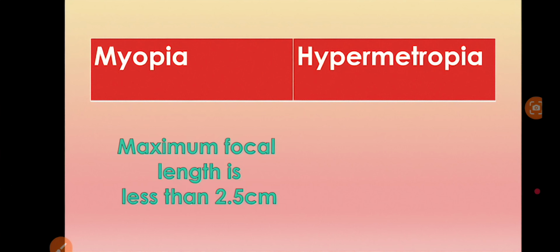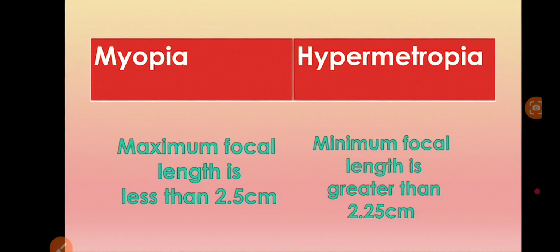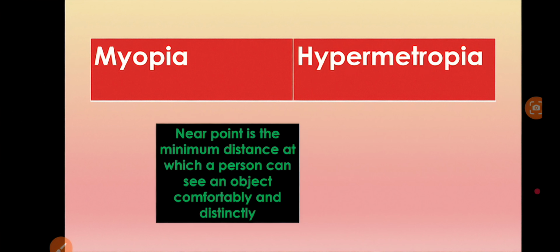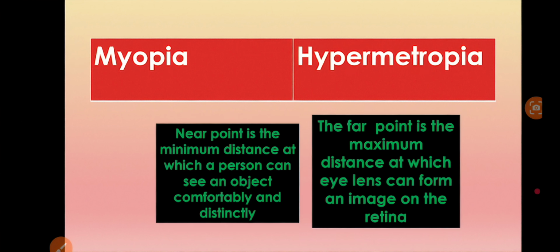In myopia, the maximum focal length is less than 2.5 centimeters. In hypermetropia, the minimum focal length is greater than 2.25 centimeters. The near point is the minimum distance at which a person can see an object comfortably and distinctly, and the far point is the maximum distance at which the eye lens can form the image on the retina.